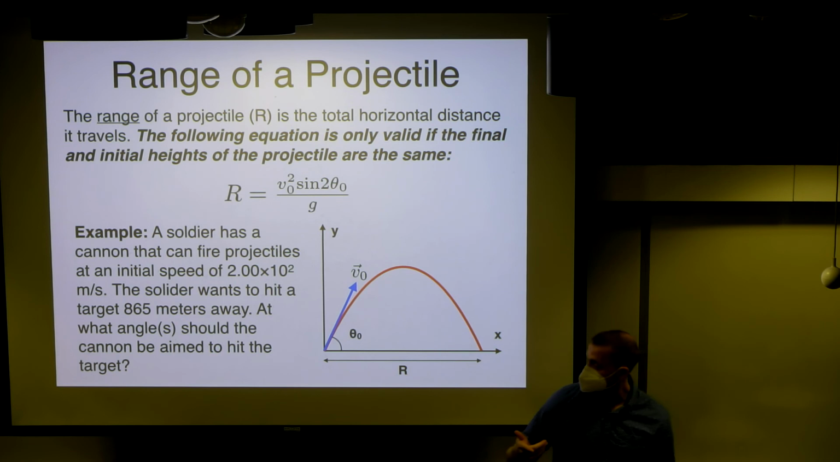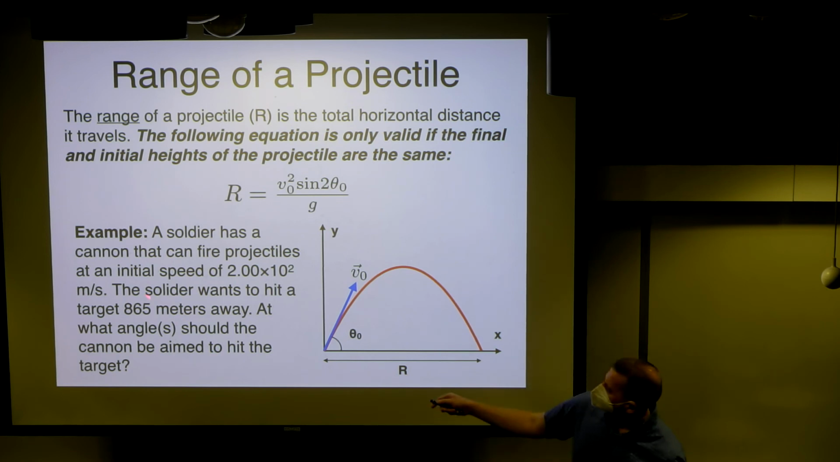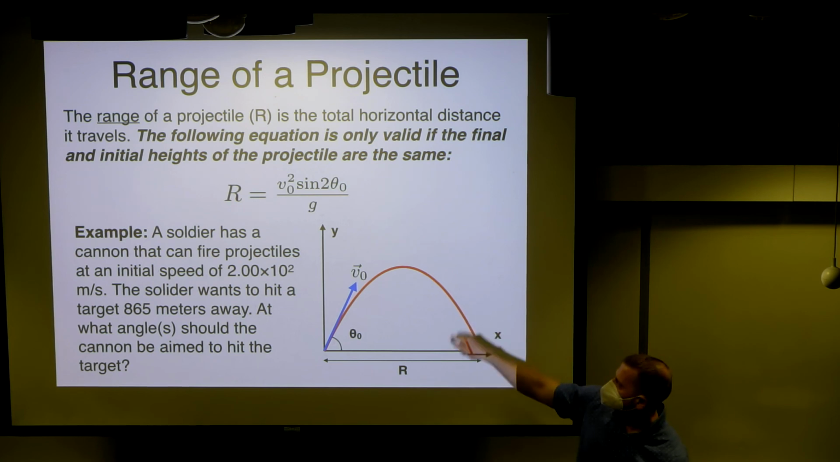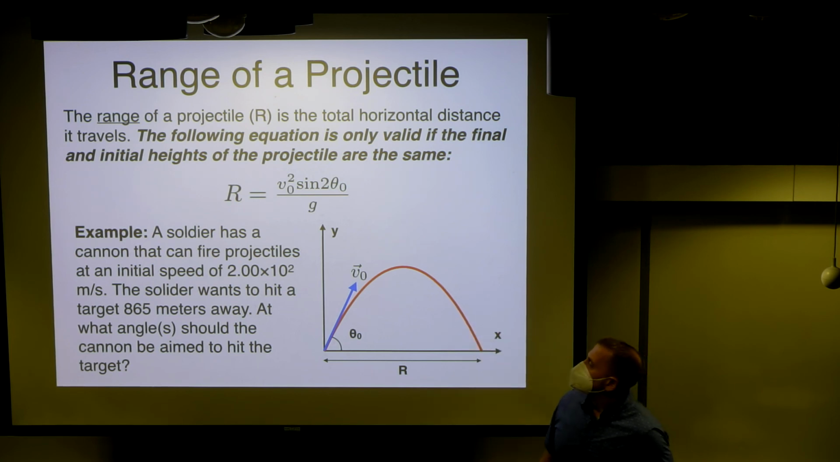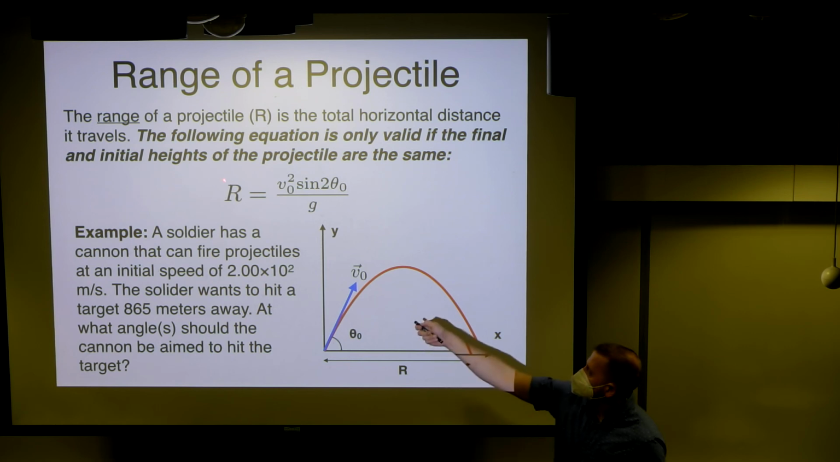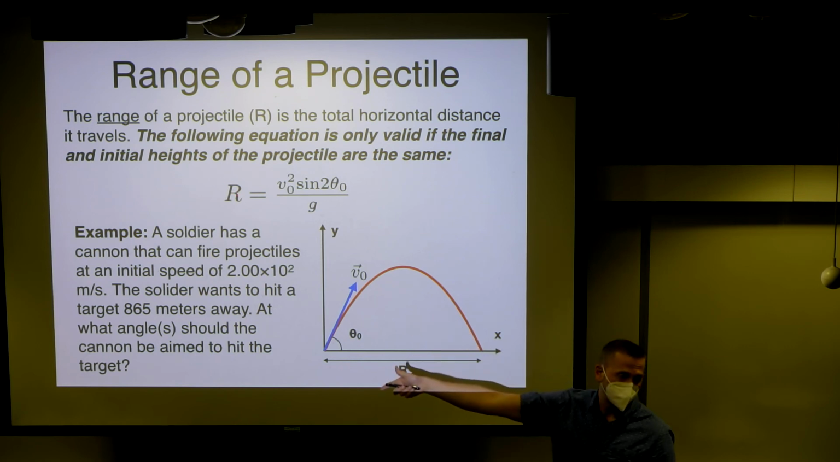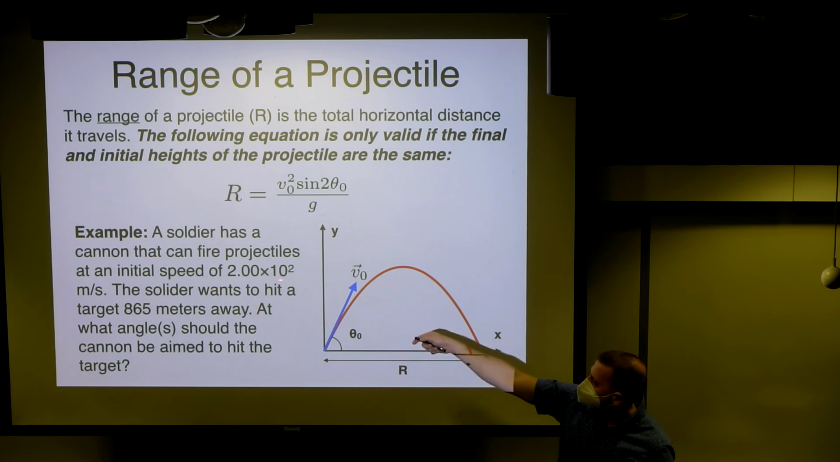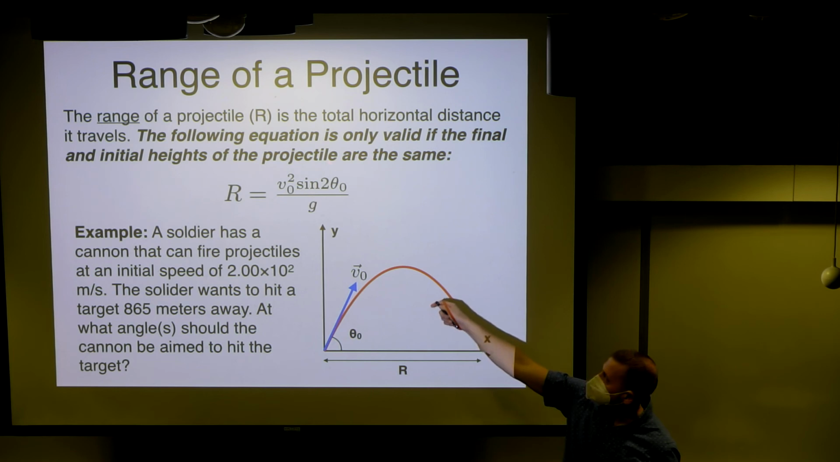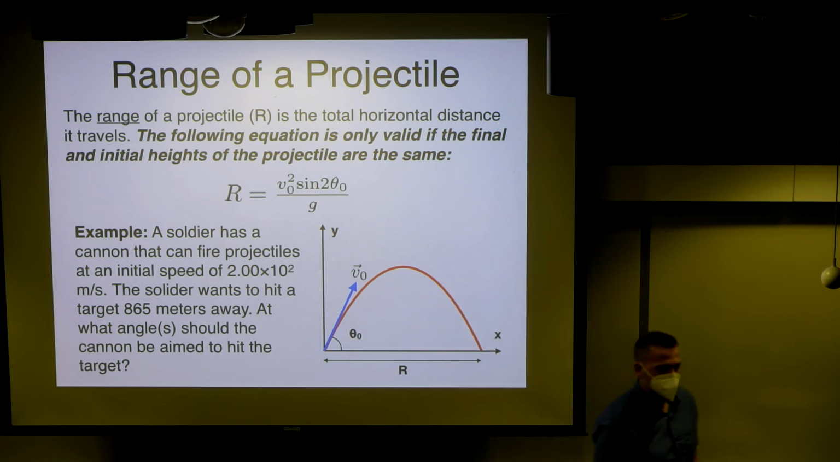Okay, so let's be clear. 865 meters, what variable in this equation is that corresponding to? That's r. We want the range to be 865 meters, right? And what about 200 meters per second? That's v naught. So we know r and v naught, and we of course know g. So we can solve for theta. That's the idea. So let's go through it.